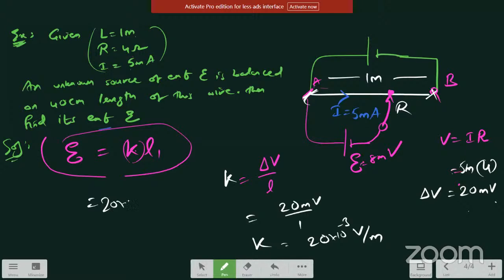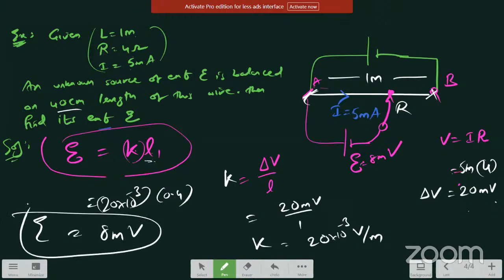K is 20 into 10 power minus 3, into the length. L1 is the balancing length. It is given as 40 centimeter. We convert into SI units, it will come as 0.4 meter. Finally, you got the EMF to be 8 millivolt simply.